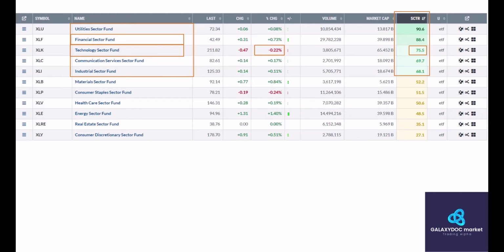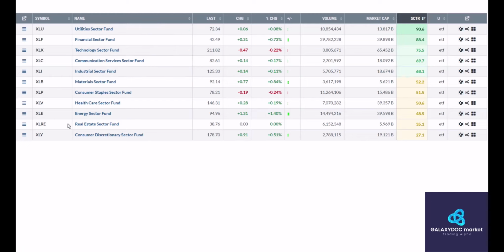Now, let's look at some of the weaker sectors. Surprisingly, the materials sector is among them. You would think that materials and consumer staples would be much higher in the list.